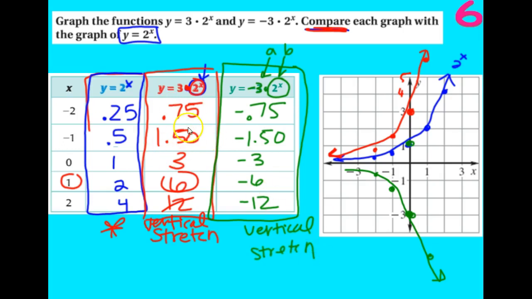Because it's the same as this red one, the only difference is there's a negative, which made our graph flip from a +3 to a -3. So we call that a reflection, like a mirror. It flipped over to the other side. So we need those two words, vertical stretch and reflection.